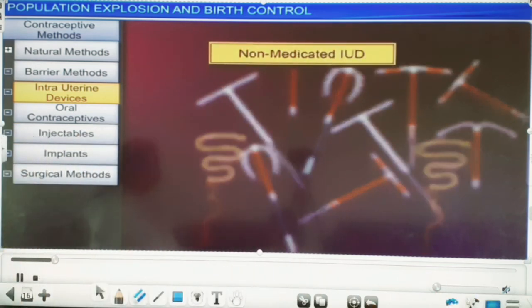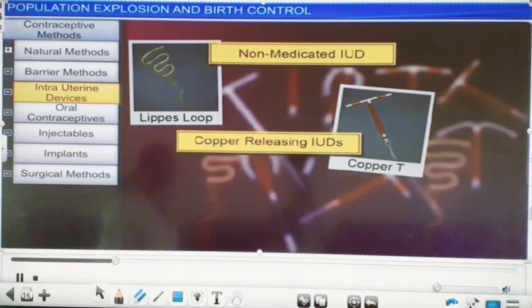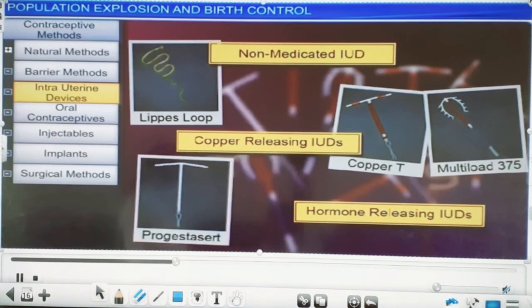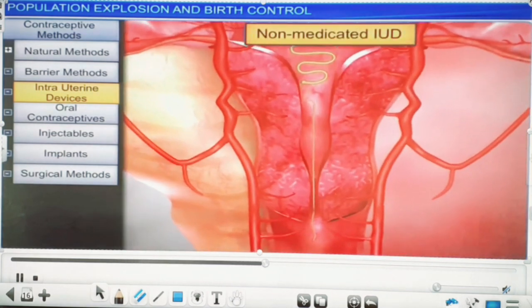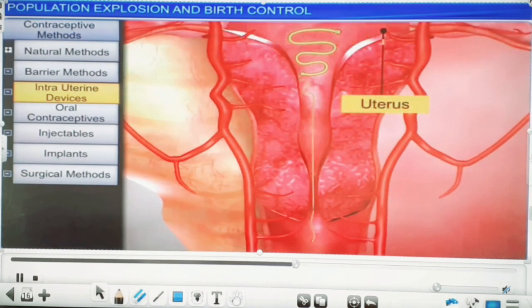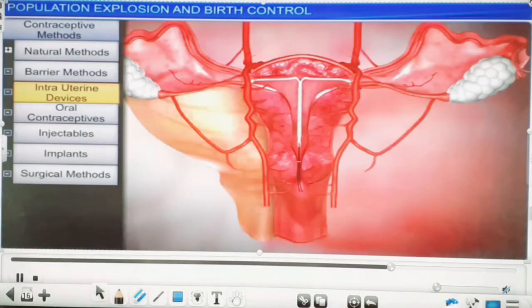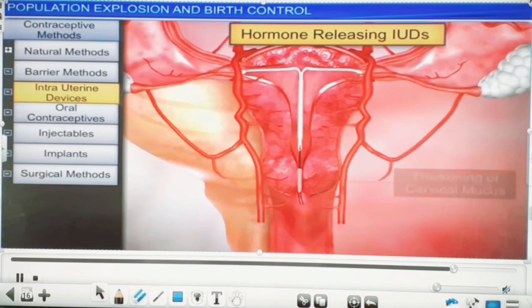First, non-medicated IUDs such as the Lippes loop, and copper releasing IUDs such as Copper T and Multiload 375. Then the third one, hormone releasing IUDs such as Progestasert and LNG-20. The non-medicated IUDs work by increasing the phagocytosis of the sperm that reach the uterus. Copper releasing IUDs release copper ions that obstruct the ascent of sperm into the fallopian tube and reduce their fertilizing ability. The hormone releasing IUDs make the uterus inhospitable for implantation by thickening the cervical mucus, which makes it impossible for the sperm to enter through the cervix.